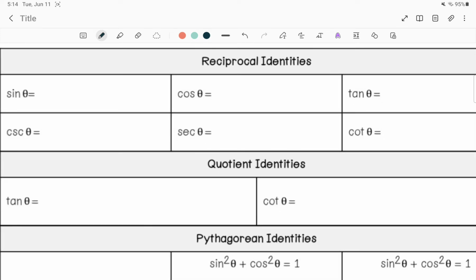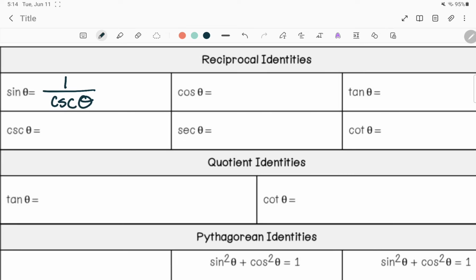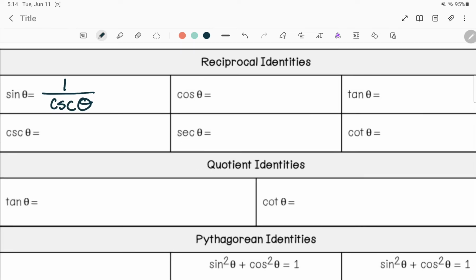So for trig identities, we have reciprocal identities. So the reciprocal of sine theta is 1 over cosecant theta. So then we have cosine theta is the same thing as 1 over secant theta, or the reciprocal of secant. Tangent theta is the same thing as 1 over cotangent theta.